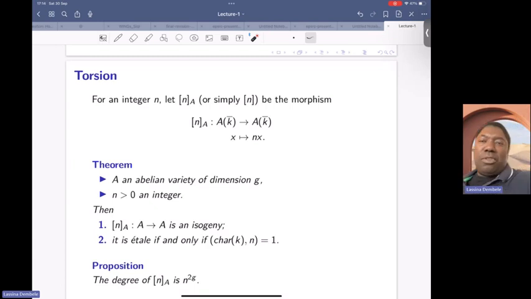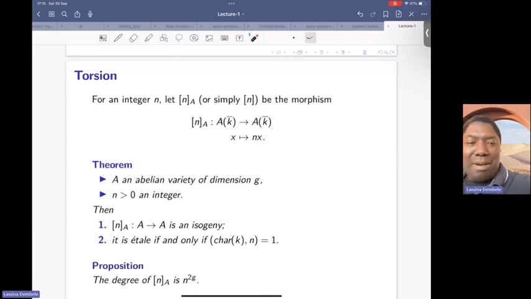The next thing that we are going to discuss now is the torsion, the structure of the torsion group. And we're going to see that torsion, which is defined in terms of the multiplication by n map, is a very important object when we need to understand abelian varieties. You would use torsion in the construction of the Tate module, and we know that the Tate module captures a lot of information about our abelian variety.